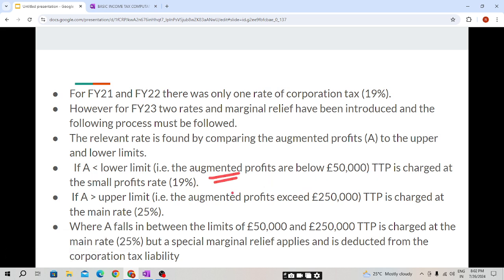Augmented profits are used to determine the tax rate, and if the augmented profit exceeds 250,000, the TTP will be charged at 25%. If the augmented profit falls between 50,000 pounds and 250,000 pounds, TTP, that is taxable total profit, is charged at the main rate, but a special marginal relief is available and is deducted from the corporation tax liability. I hope this point is clear.